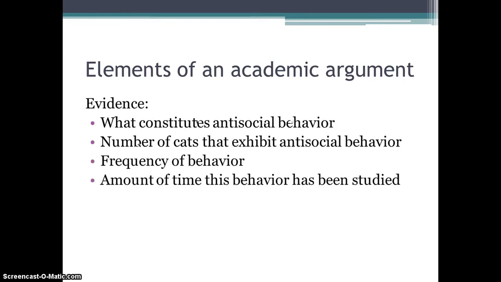Okay, so part of our evidence could be what constitutes antisocial behavior. We could provide some statistics about the number of cats that exhibit antisocial behavior, how frequent this behavior is, and the amount of time this behavior has been studied. We could also include some expert opinions, from animal behaviorists. Our central claim would indicate the problem, and all of this would demonstrate that it actually is a problem.